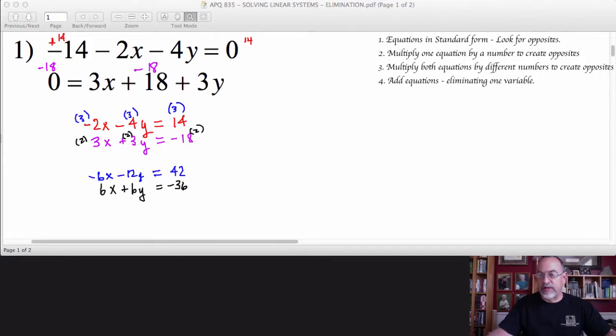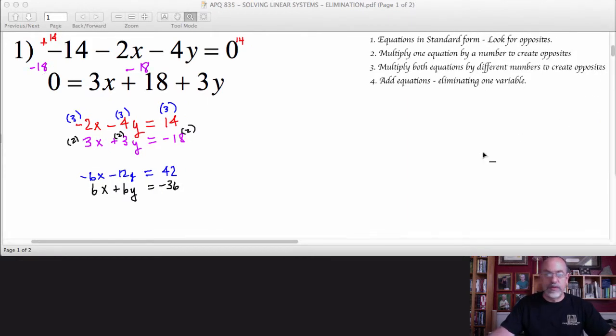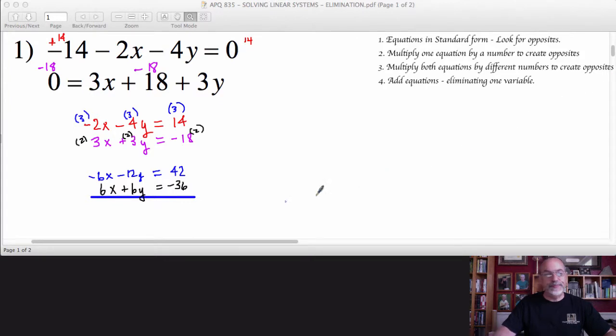So really all we had to do is just get those in standard form, the only extra thing we had to do there. So now that we have opposite coefficients, we can add those together. So 6x and negative 6x is 0, so the x variable is eliminated. We have negative 12 and a positive 6, so that's negative 6y. And then I have 42 minus 36, which is a positive 6.